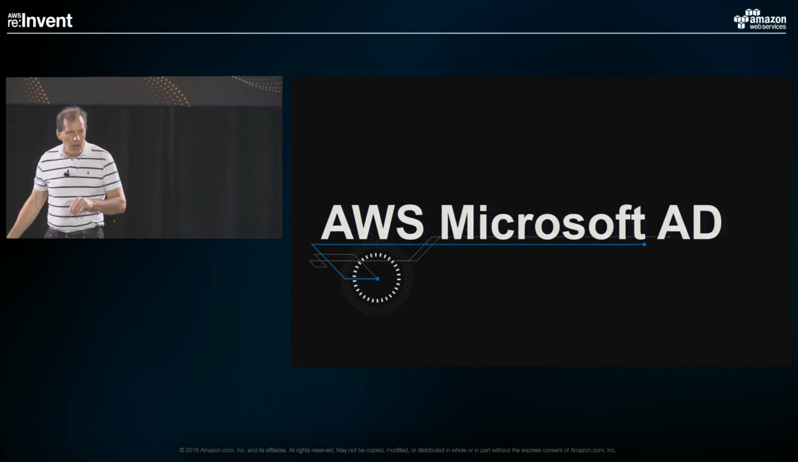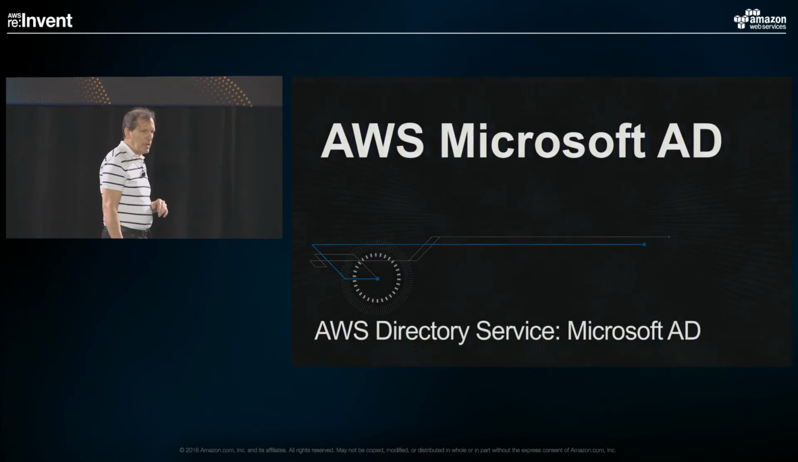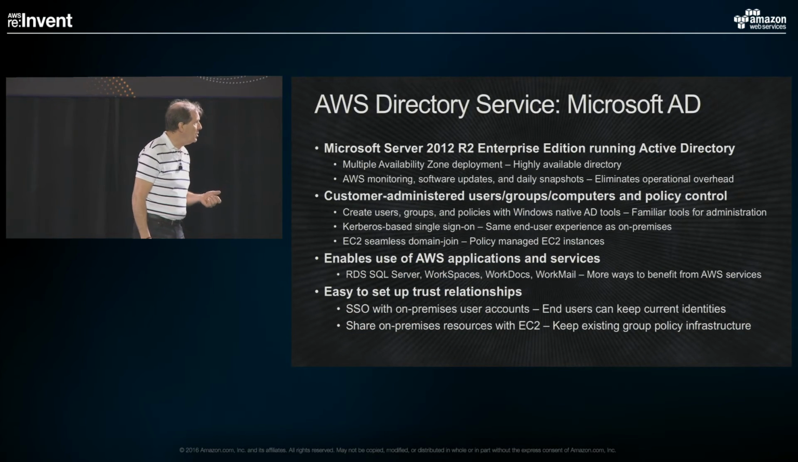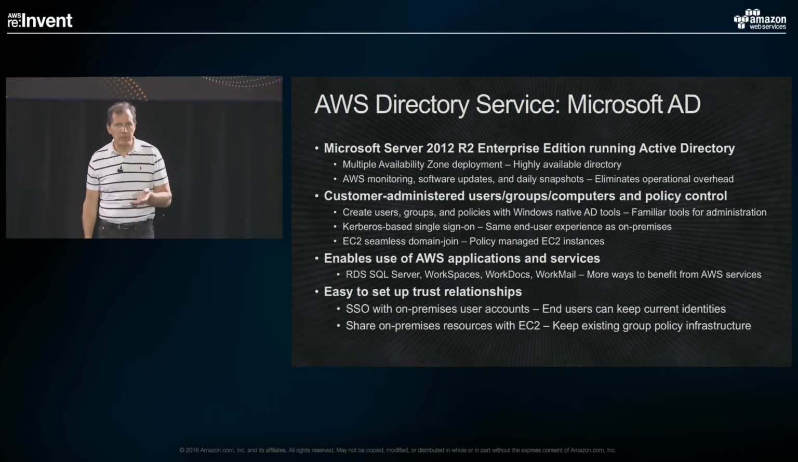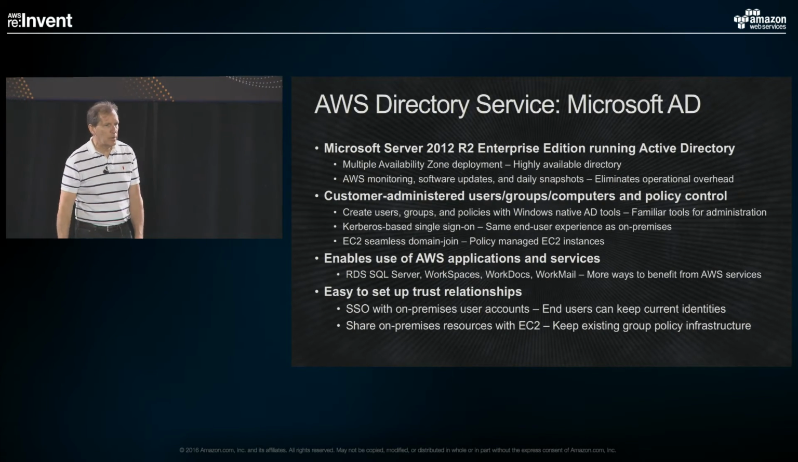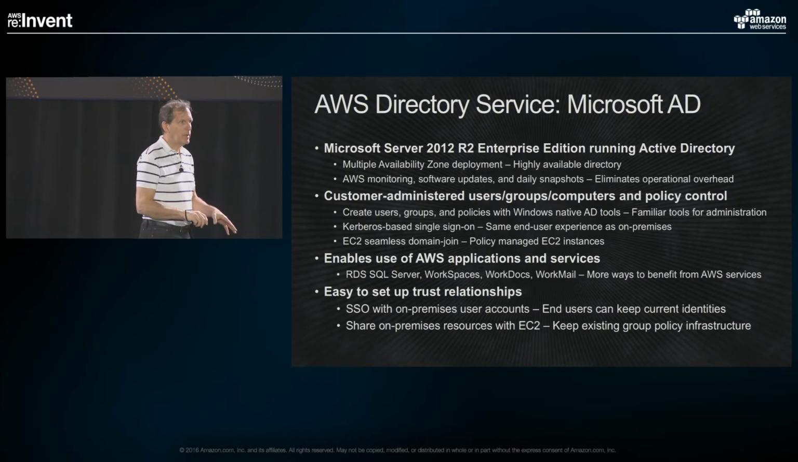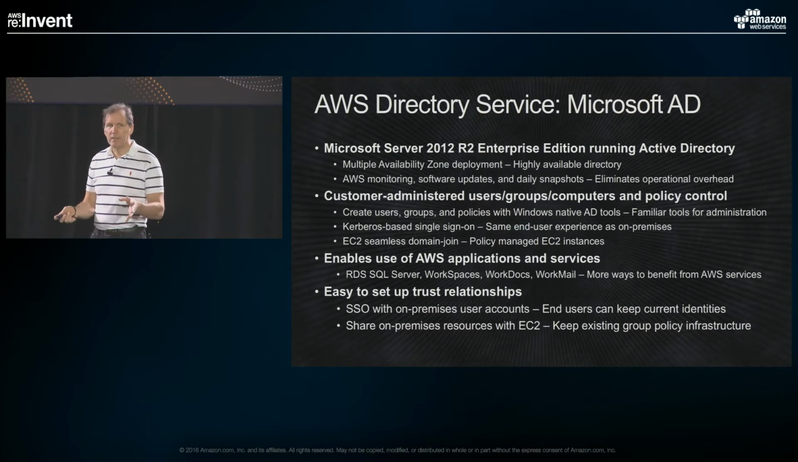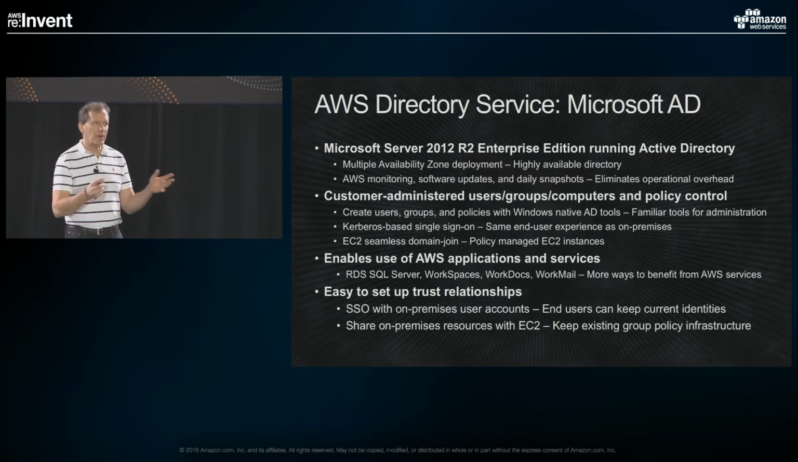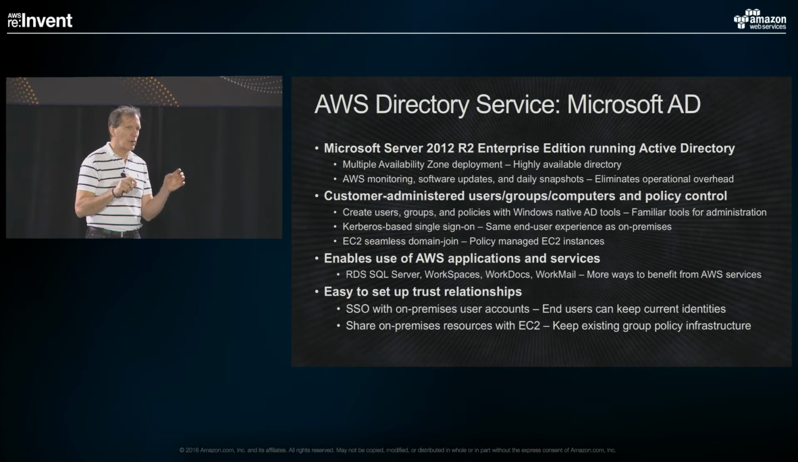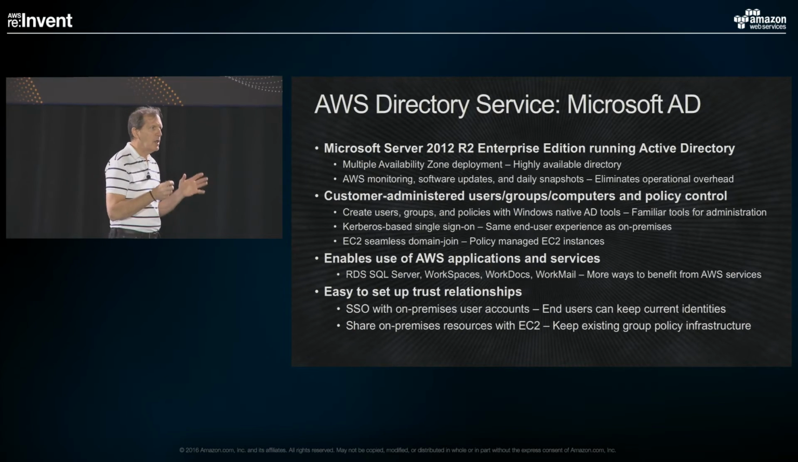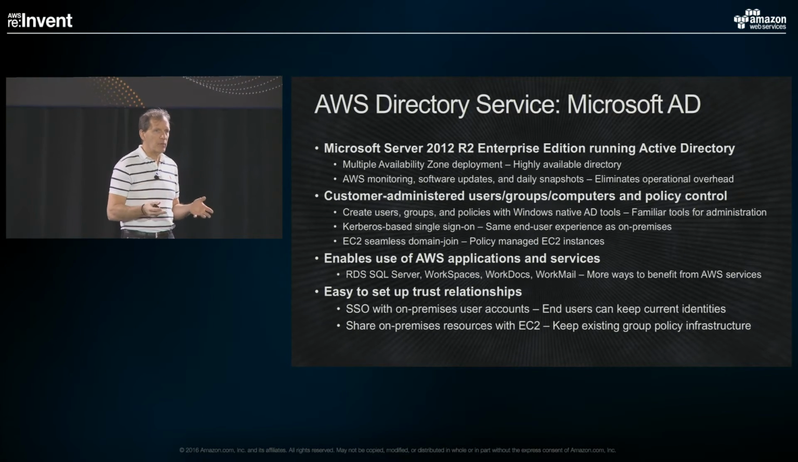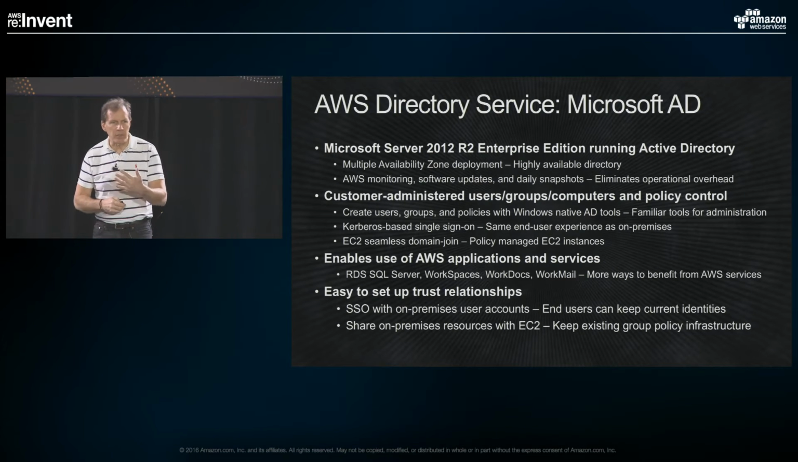All right, so let's talk about Microsoft AD. It's a Windows Server 2012 R2 Enterprise Edition running Active Directory. So this is real, actual Microsoft AD. It's not a Samba implementation. We do have a Samba implementation called Simple AD. It's really basic. If you have any applications you want to run against it, it's going to have a narrower set. It doesn't do trusts and a bunch of other things. Microsoft AD is really where we're putting our emphasis and providing more and more features and building upon this.